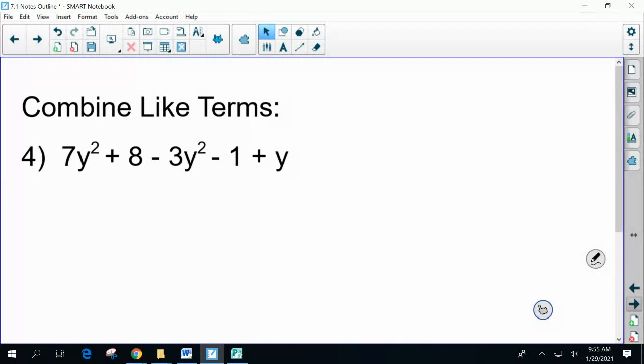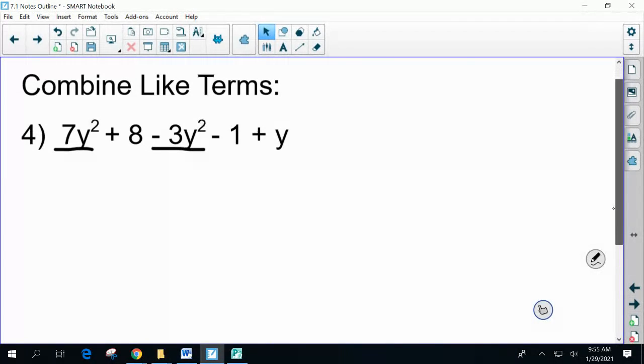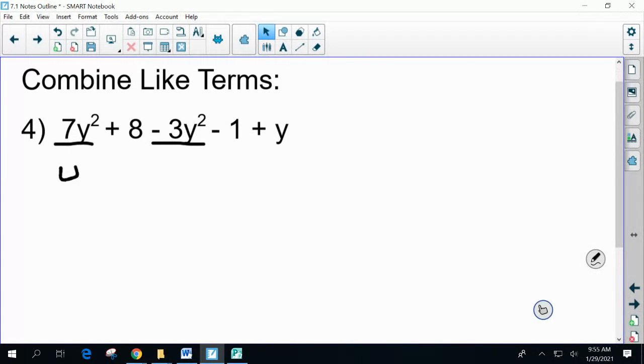Okay, so I'm going to work left to right again, and I'm going to combine my 7y squared with my minus 3y squared. And what would that give me? 4y squared. So 4y squared plus 8 minus 1 plus y.